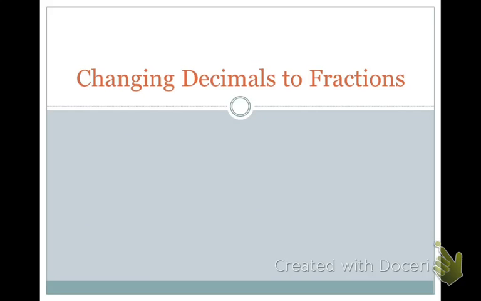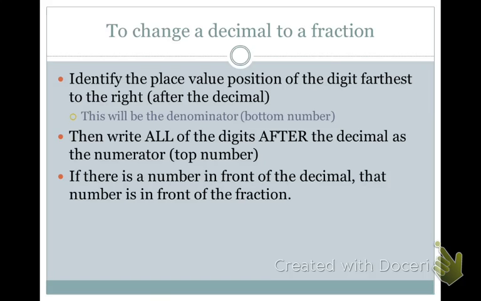The second half of the information that we're going to talk about is changing decimals to fractions. Now this method is a little bit more difficult to go from decimals to fractions. Fractions to decimals is the method you just learned, and that's a little bit easier. So there are several steps here, and these are the things that you need to write down in your notes. Identify the place value position of the digit furthest to the right after the decimal.